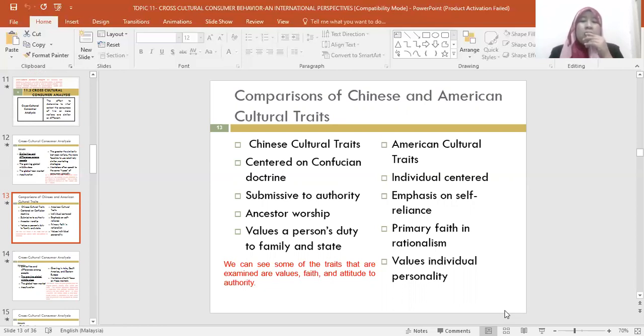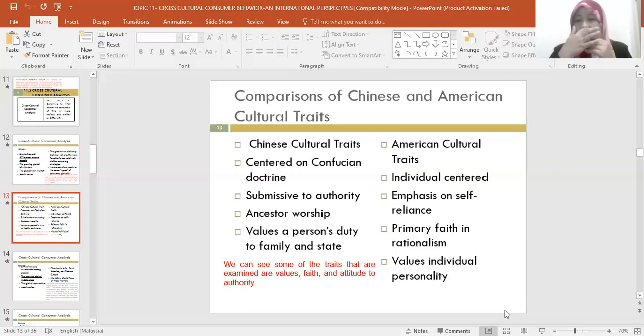Okay, of course for them family is number one, because they believe the leader of the family is like, they say, the father who is working, right? So this father should actually have the value of a person's duty to family and state. So we have to respect this person because this person is giving a big responsibility to the family and also to the state, to the country generally.